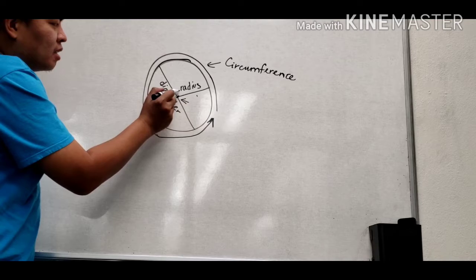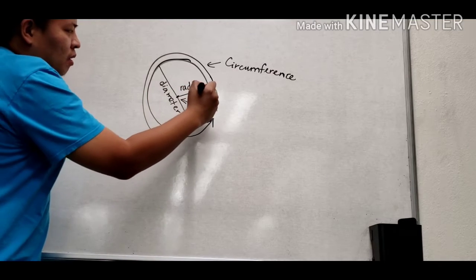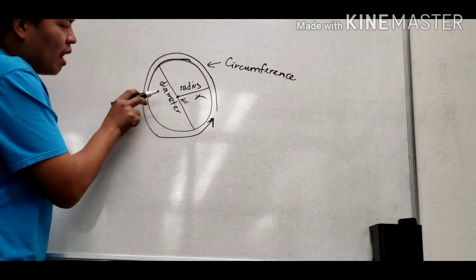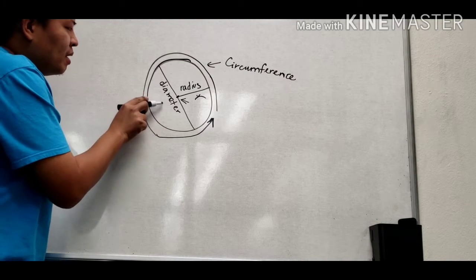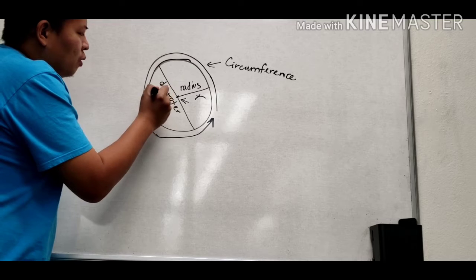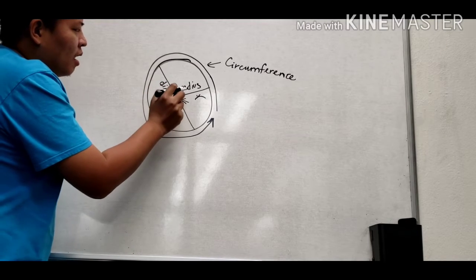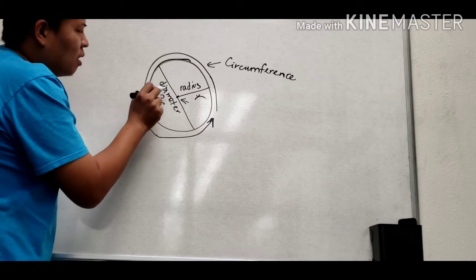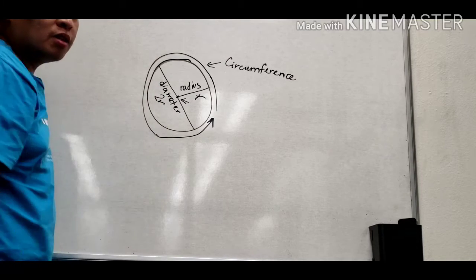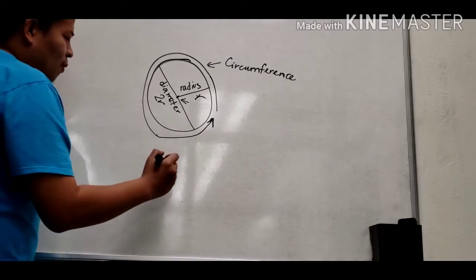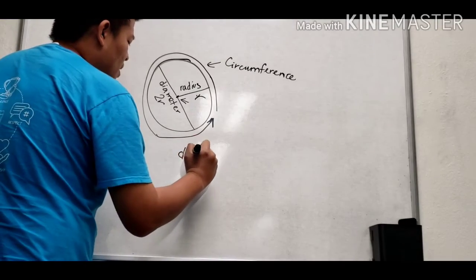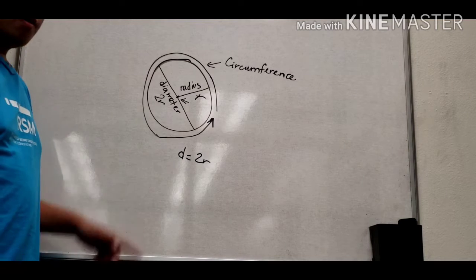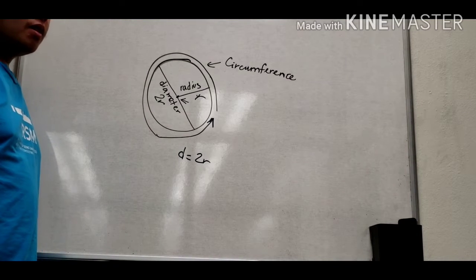We have the radius, which we call r. The next one is the diameter. Diameter means 2r. It means we take the radius here and multiply it by 2, and you get the diameter of the circle, and we can write d equal to 2r. This is the basic one to calculate the diameter.